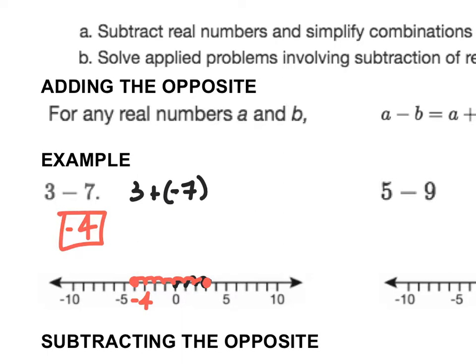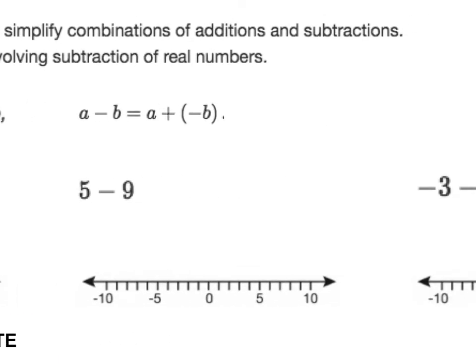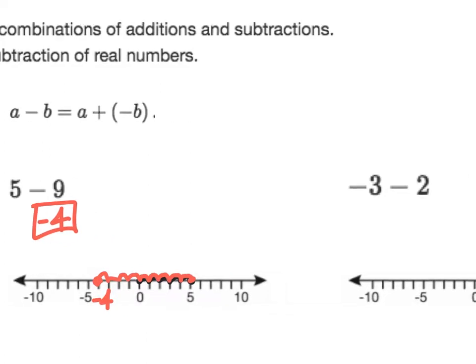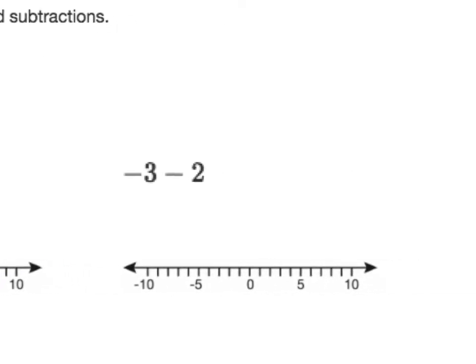All right, moving on. Let's do 5 minus 9. Start at 0, go to 5, 1, 2, 3, 4, 5, and then we move to the left 9: 1, 2, 3, 4, 5, 6, 7, 8, 9. We're at negative 4. So this also gives us negative 4. Not every answer is going to give us negative 4; that's just a coincidence. What about negative 3 minus 2?